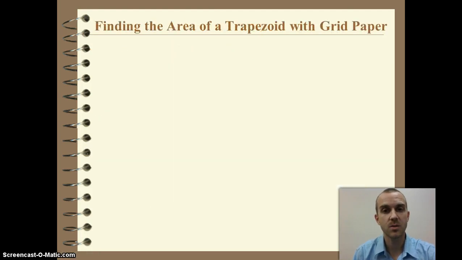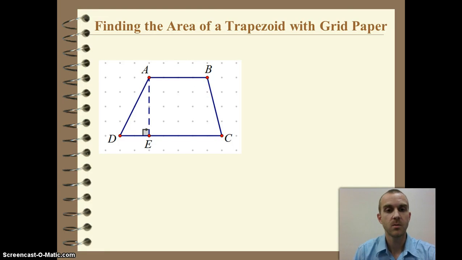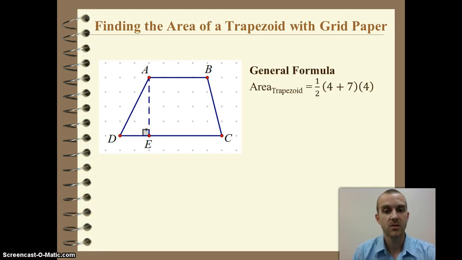Now how can I use the principles to help with this one? Well, I could, just like the parallelogram, first recognize what is my area of the trapezoid. So I've got 7 for my segment DC and 4 for my segment AB, and then my height is 4 units. So that's going to give me 22.